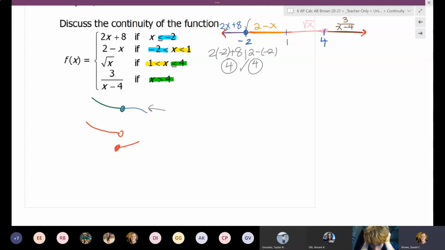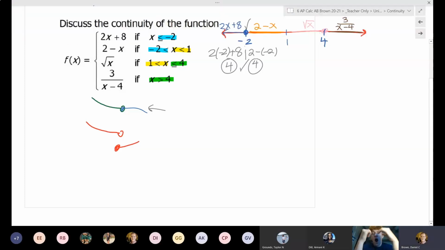So let's go ahead and see what happens at 1. On the left-hand side of 1, I have 2 minus, plug in 1, and I get 1. On the right-hand side of 1, I have the square root of 1, which is also 1. So the left-hand side is equal to the right-hand side, but looking at my inequality, the x was never equal to 1, so I end up having a hole here. So to ask the question again, would this graph be continuous when x is equal to 1?